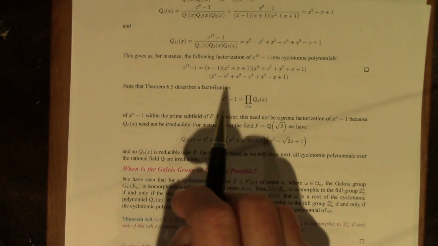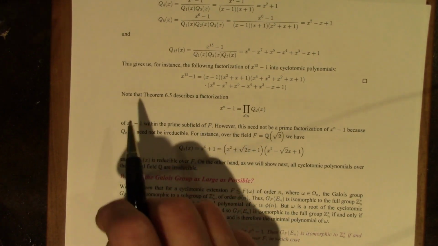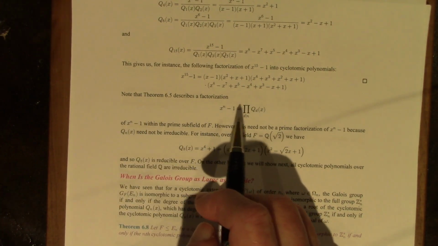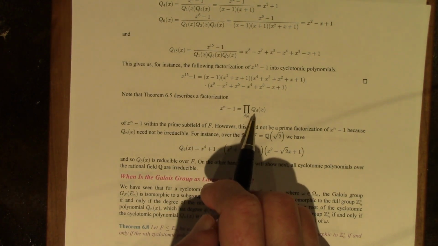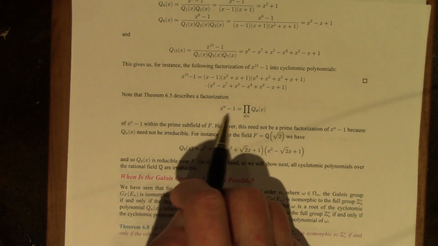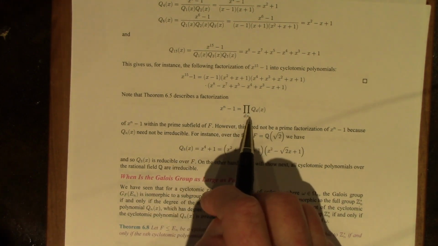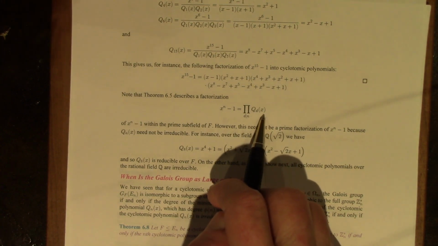So in any case, the theorem, let me go back here. The formula here gives us this factorization, which is a factorization of x to the n minus 1 within the prime subfield of F, because these polynomials have coefficients in that subfield. But it's not necessarily a prime factorization of x to the n minus 1.